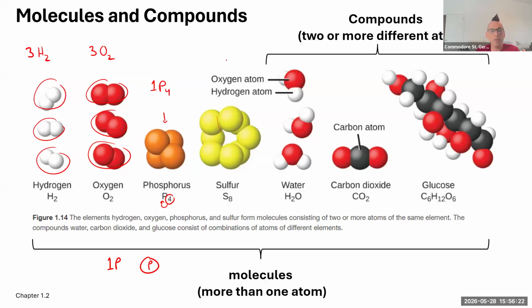The sulfur is much more complex. This is just a single sulfur molecule, one S8. So again, everything on this page now are all molecules because they're more than one atom. And these are all the same atom, multiple of the same atom bonded together.